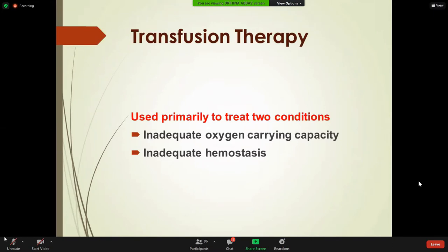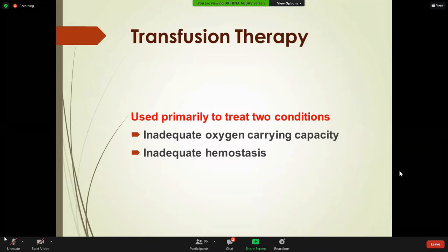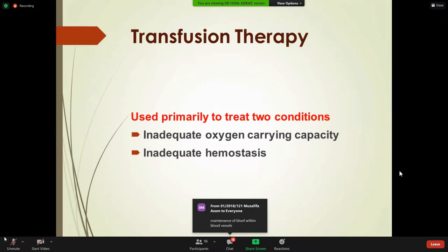What is hemostasis? Anemia, process of clotting of blood? No. Process of clotting of blood is a part of hemostasis. The clotting of blood is part of hemostasis, but we cannot define hemostasis as clotting of blood. The purpose is not to clot the blood. Block the leakage of blood, prevention of blood loss to some extent, maintenance of blood within the blood vessels in its normal fluid state. Yes, this is hemostasis.